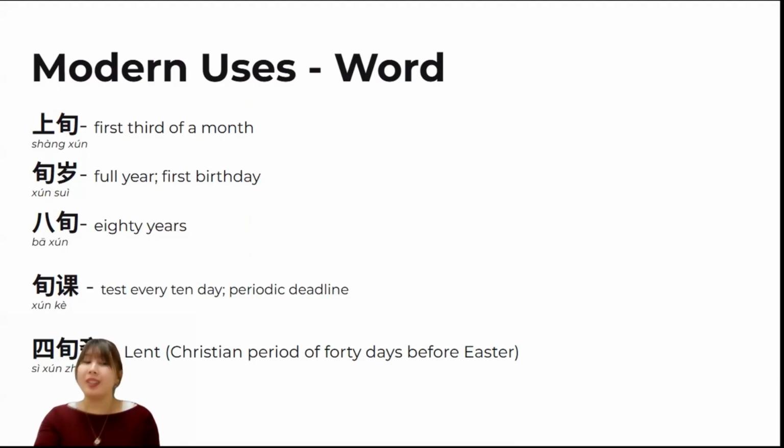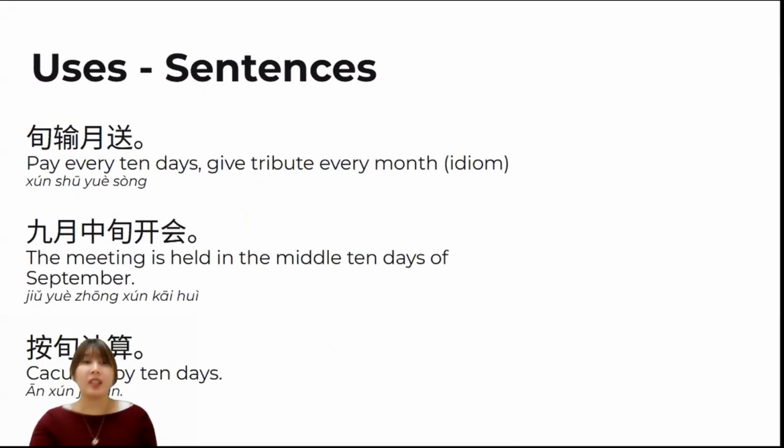And the last one I found really interesting was 四旬斋, which means Lent, more in the Western context. This is just the 40 days before Easter, and there's also another word for Lent as well. So, a little bit of sentences.